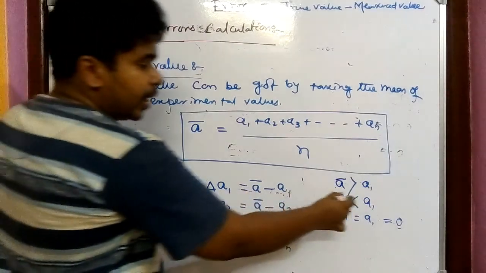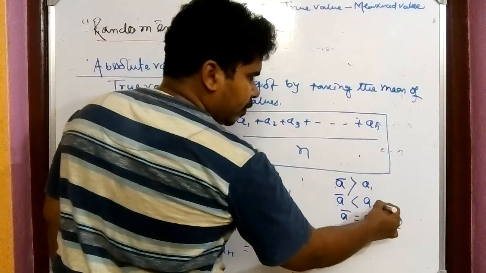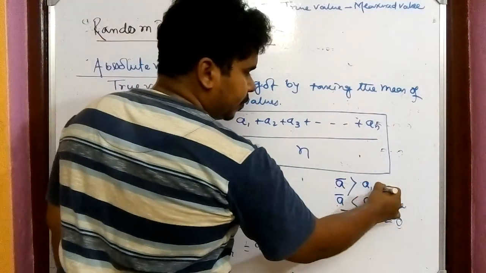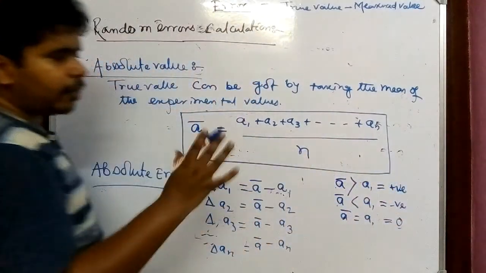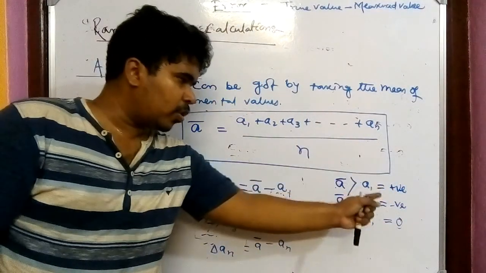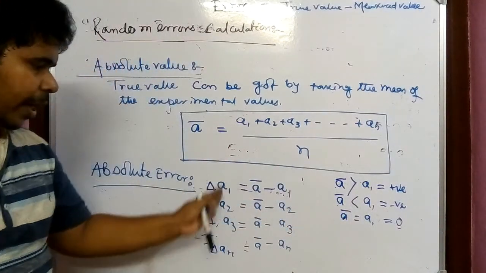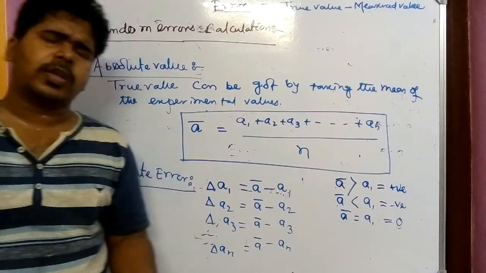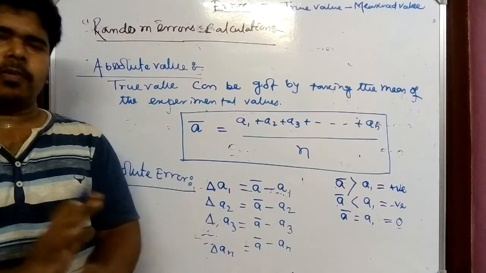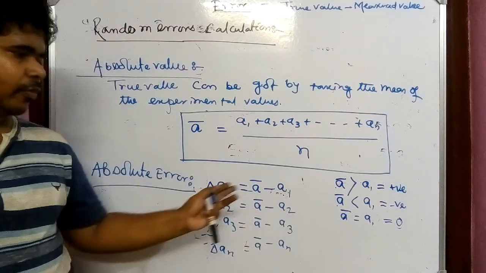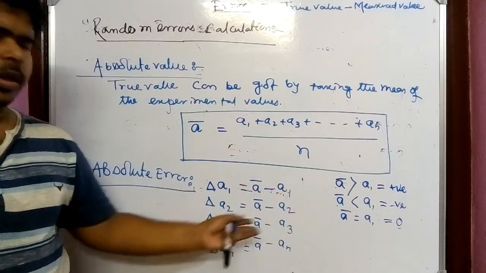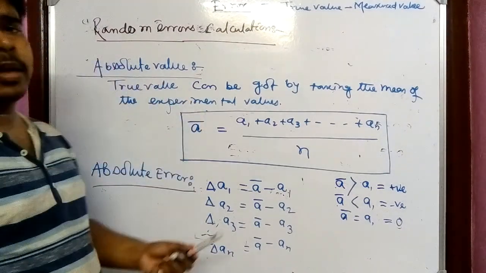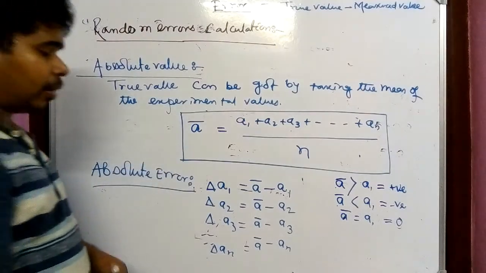If it is less than A1, then the value of error is negative. And if it is more than A1, it is positive. Whatever value comes, positive, negative or 0, we have to write it here, and that is the absolute error. Absolute error can be positive, can be negative. If it is positive, we write plus. If it is negative, we write minus. We will see one example, then it will be easier for you. Before that, we have to see how the errors can be calculated.